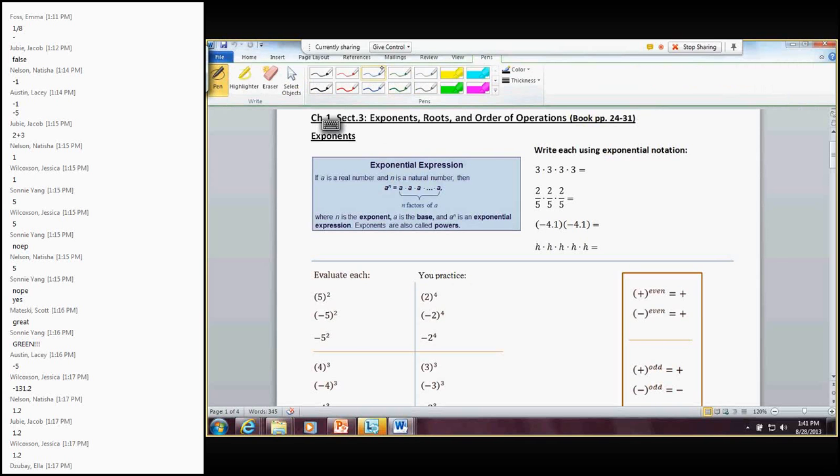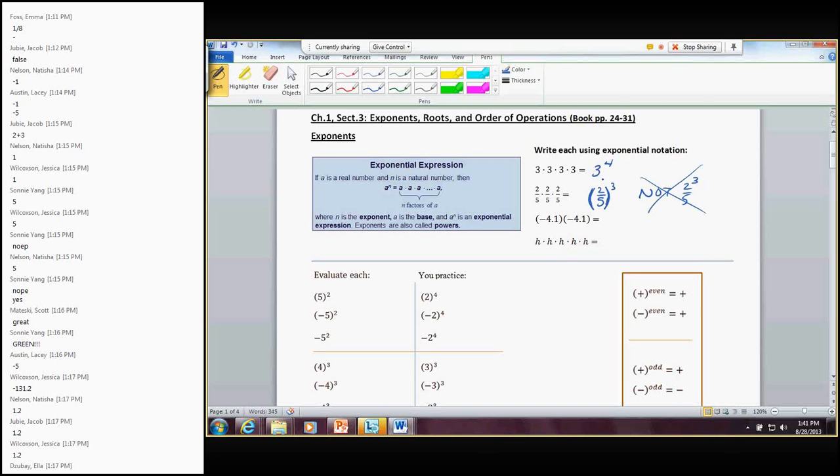Exponents. When you multiply a number by itself so many times, you can put it in exponential notation. So 3 times itself 4 times is 3 to the 4th power. 2/5 times itself 3 times is parentheses 2/5 to the third. Do not write 2/5 to the third like that, because what that looks like is only the 2 is to the third power. So by putting those parentheses there, it means the whole thing is to the third.